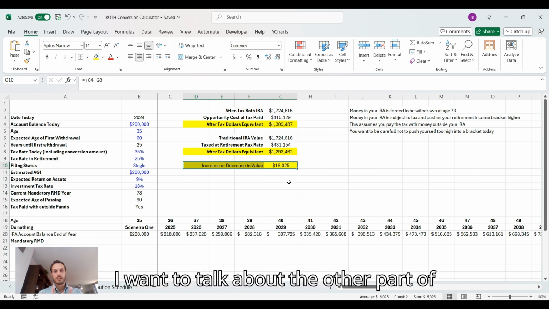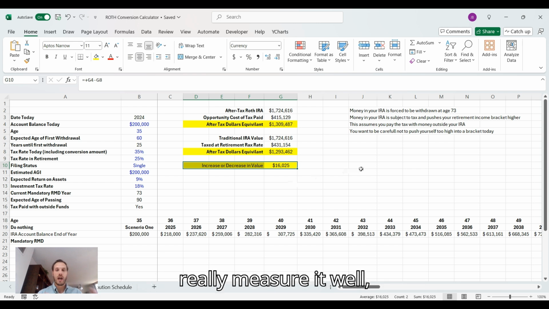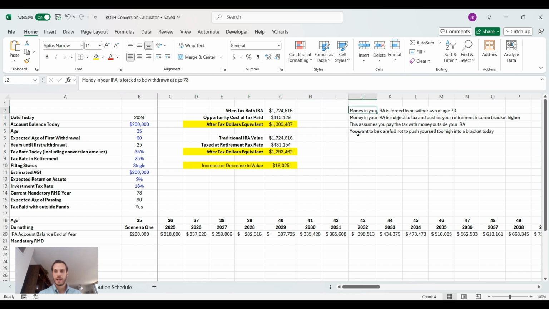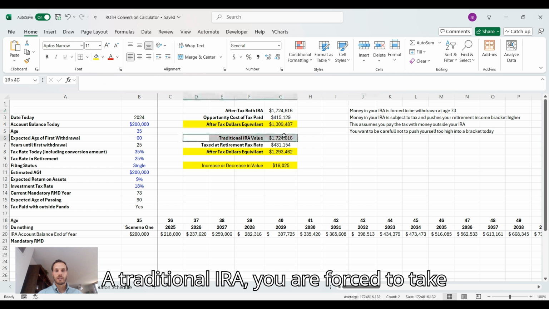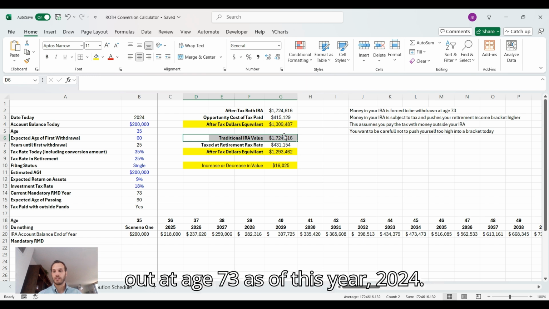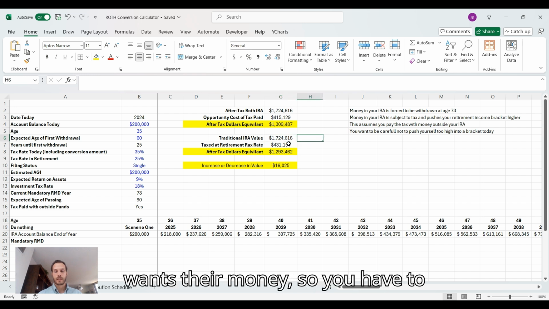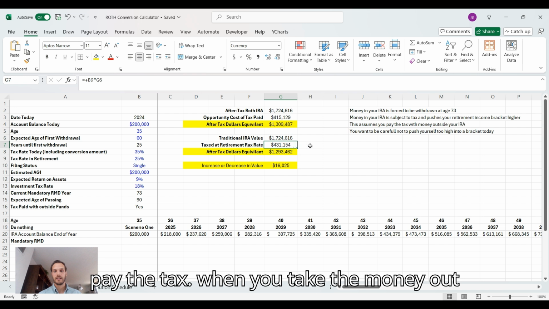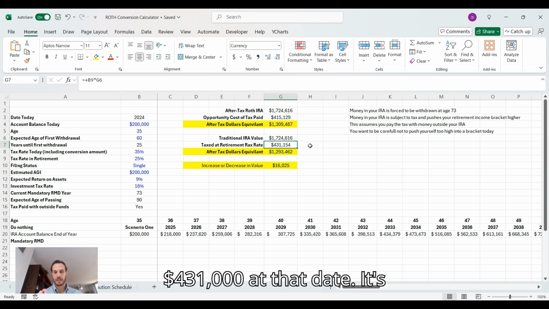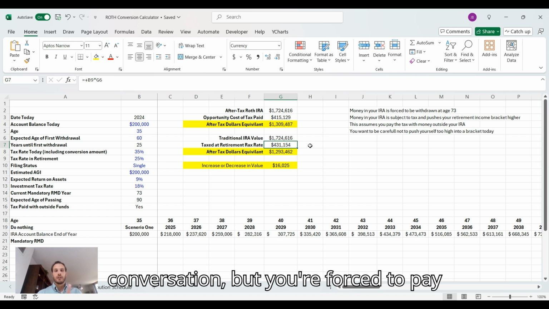Now, I want to talk about the other part of this, the intangible part. You can't really measure it well, so maybe it's a little tangible, but it's harder to measure. With a traditional IRA, you are forced to take the money out at age 73. You can take it out before, but you're forced to take it out at age 73 as of this year, 2024. What that means is the IRS wants their money. So you have to pay the tax when you take the money out at age 73. Now, you don't have to pay all $431,000 at that date. It's drawn out. It's not relevant for this conversation, but you're forced to pay the tax.